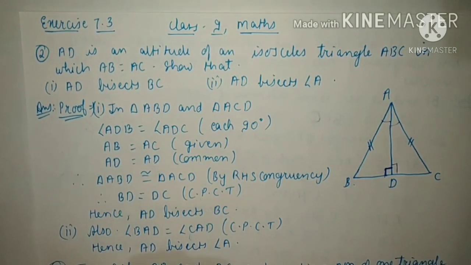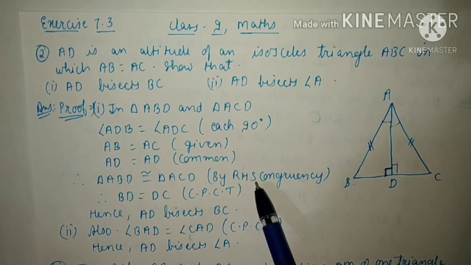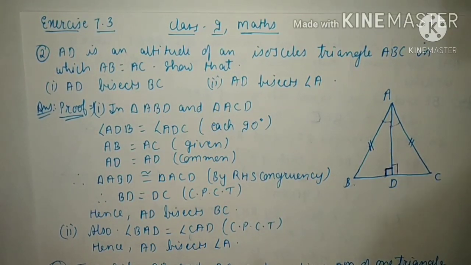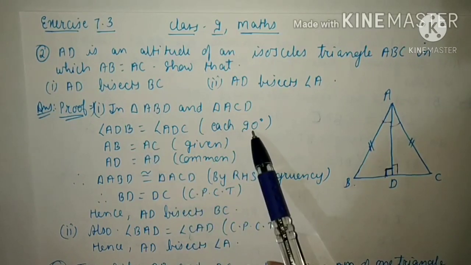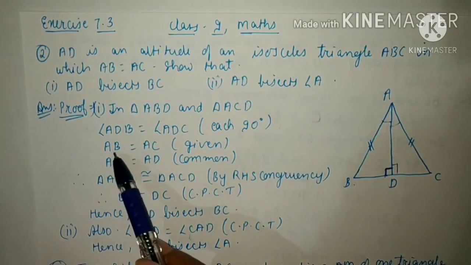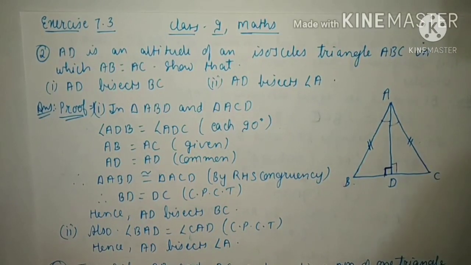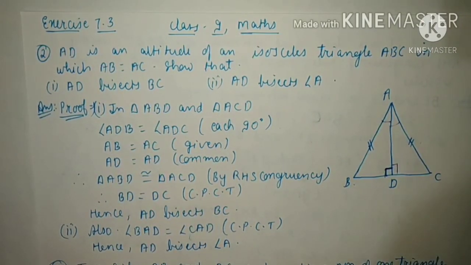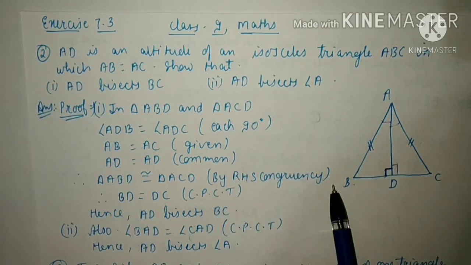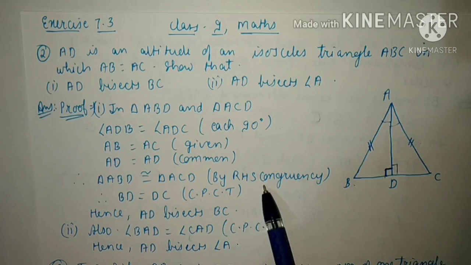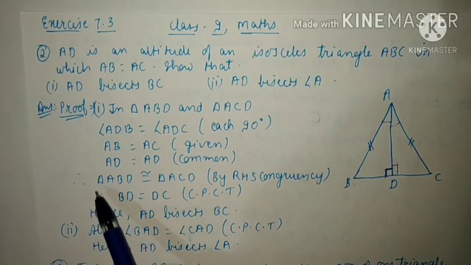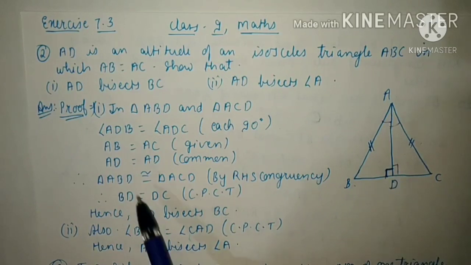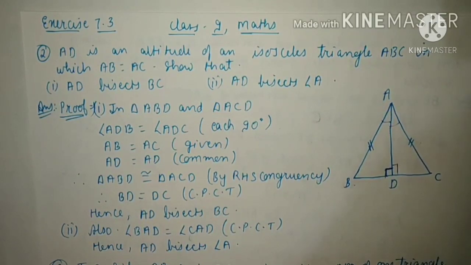Now in the previous classes I have given you one video in which RHS congruency is explained. What is the meaning of RHS congruency? Right angle hypotenuse side congruency. Now see, the first thing which we have proved equal is the right angle, then AB equals AC, this is the hypotenuse, and then this is the side. So we can say by RHS congruency, that is right angle hypotenuse side congruency, triangle ABD is congruent to triangle ACD.